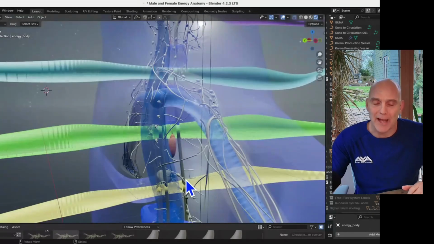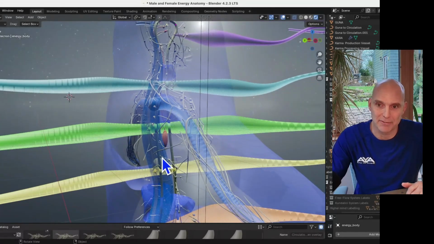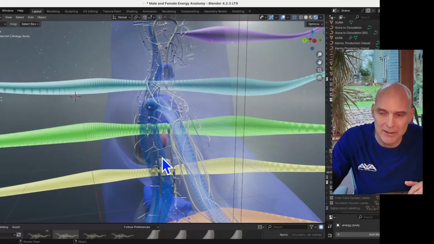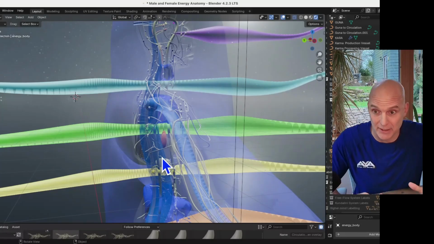Now, the ill health happens because of a lack of meridian energy flow. Because if the cells don't get meridian energy flow, they're going to start dying.